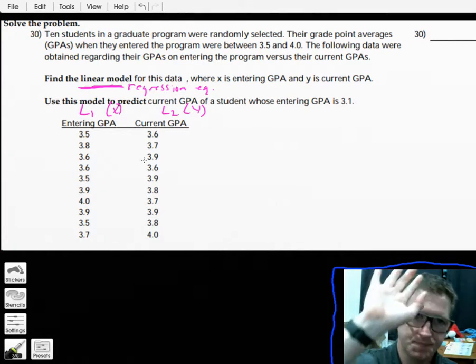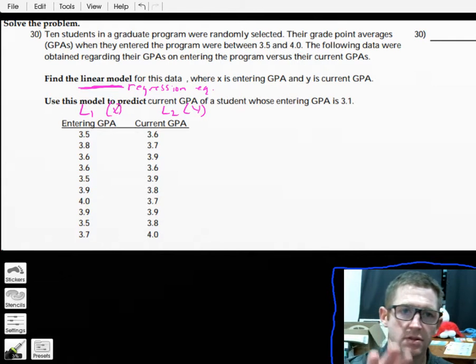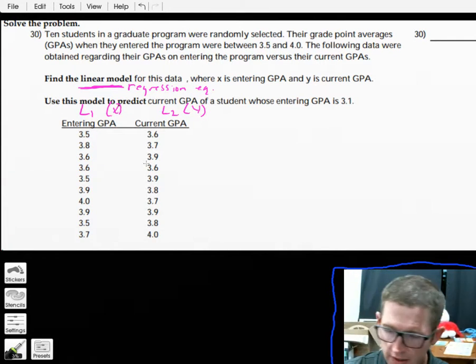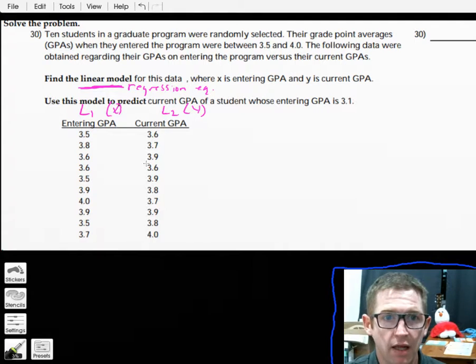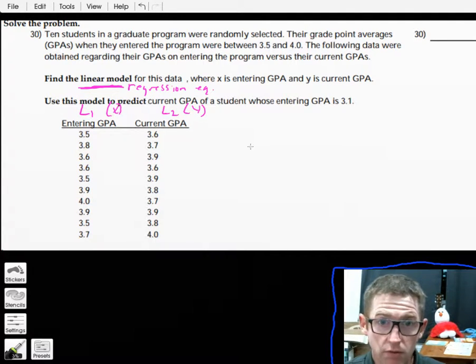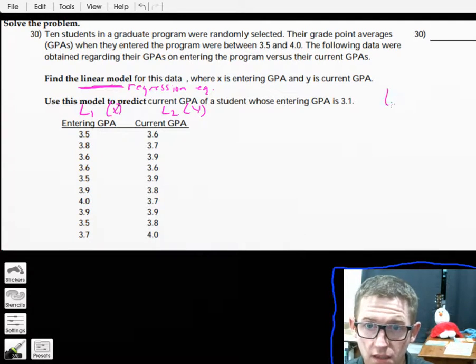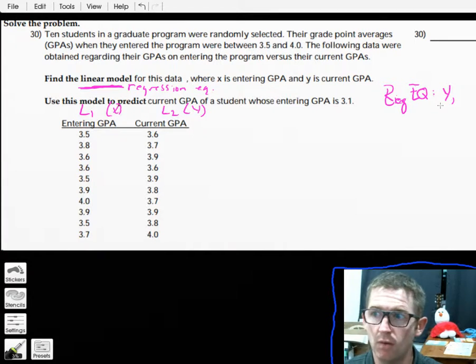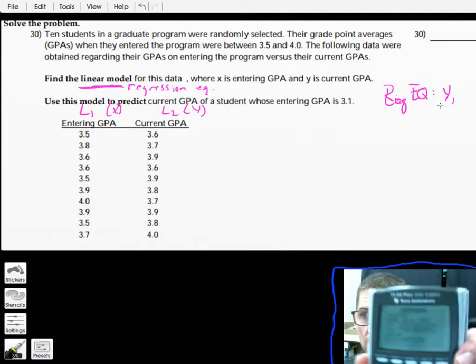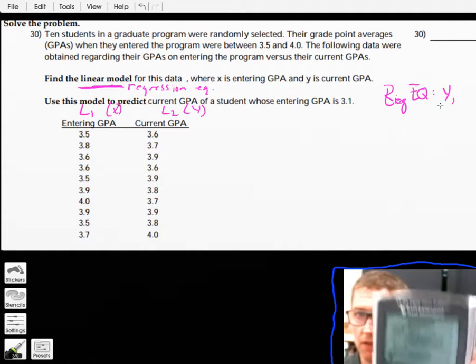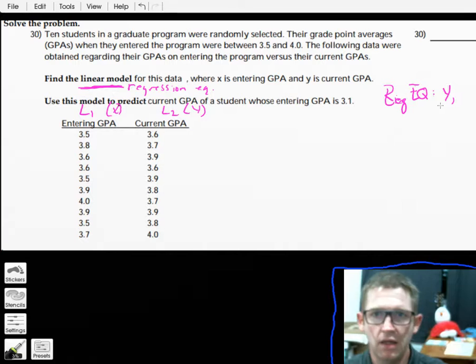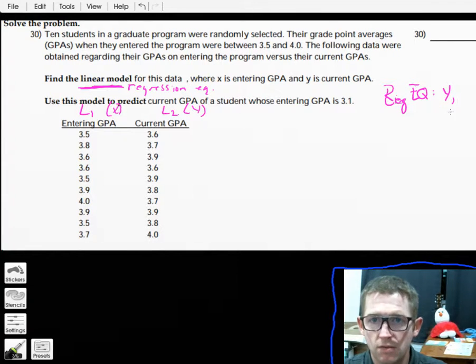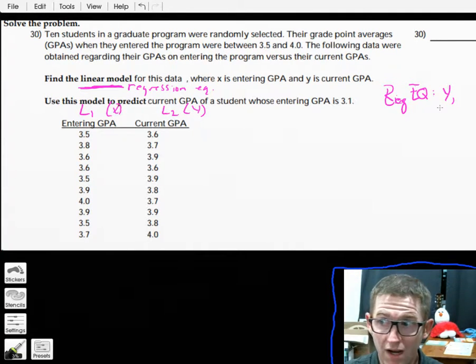Same problem as last time. Put the data into lists, so L1 and L2. Run LinRegTTest. Once I do that, make sure to make it easy on yourself, right? Reg EQ is listed as Y1. That way you don't have to decipher all of this a and b stuff, okay? Which is not hard to do.